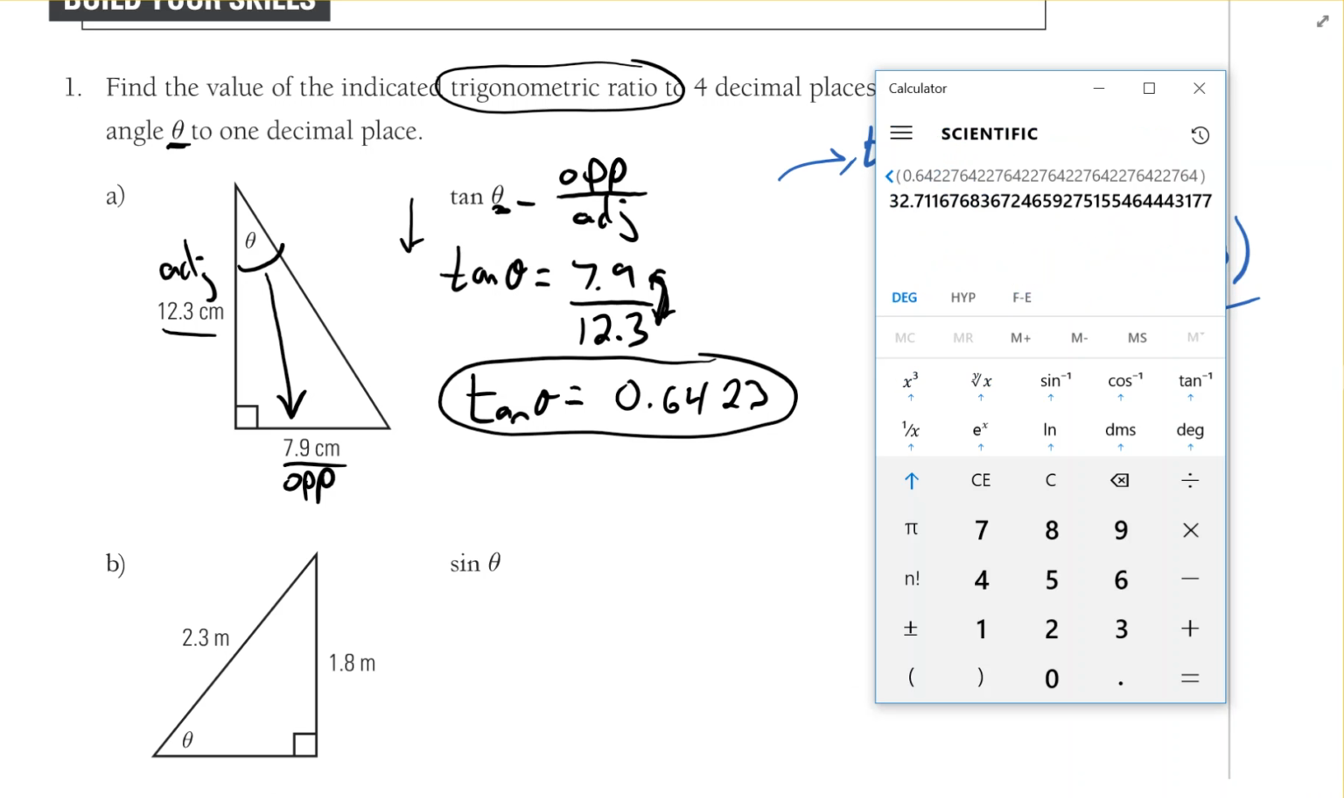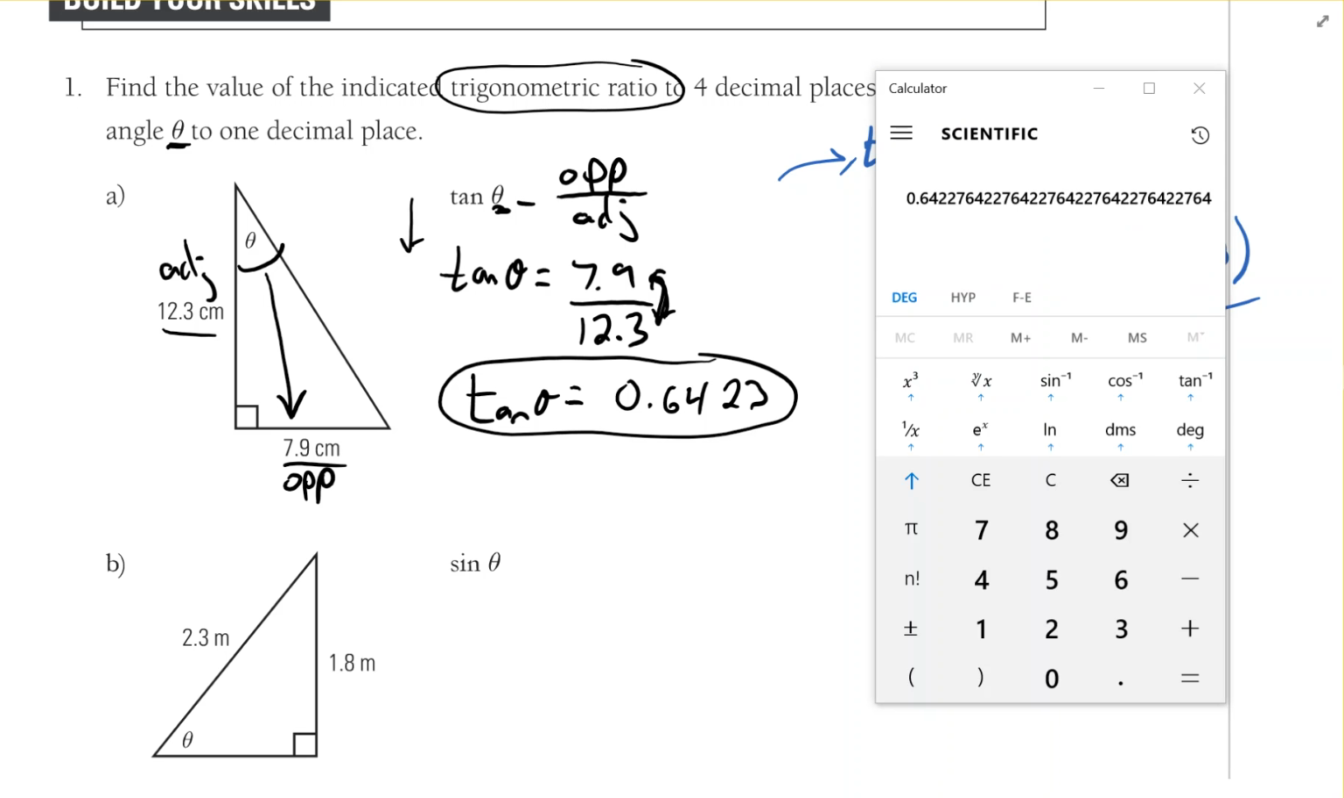So on your calculator, you should probably even still have this in there: 0.64 and then this whole huge long string of digits. Yours might not look that long depending on your calculator. Remember what that was. That was just 7.9 divided by 12.3. That's how we got that.